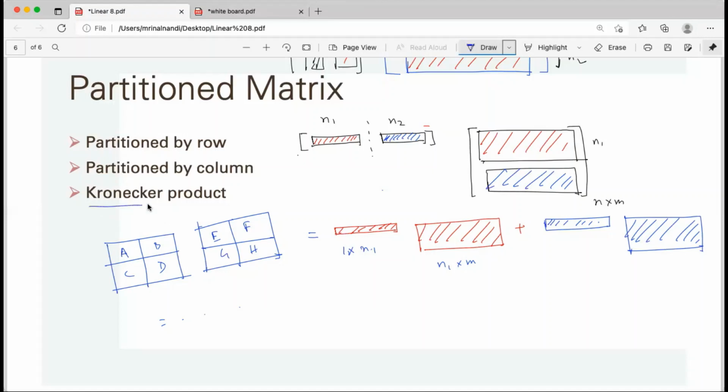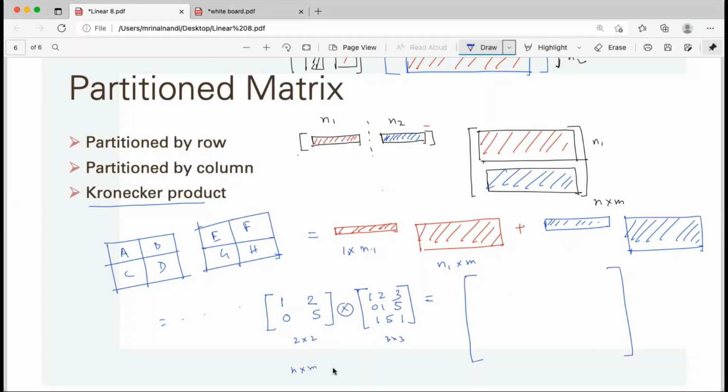And the last thing is the Kronecker product. What is the Kronecker product? This is one type of product of two matrices. Say this one is given by the partitioned matrix 0, 5, and we have the other one, 1, 2, 3, 0, 1, 5, 1, 5, 1. This is the Kronecker product. You need a big matrix, a 6 cross 6, since 2 cross 2 and 3 cross 3 give 6 cross 6. If A is n cross m and B is r cross s, this is nr cross ms.